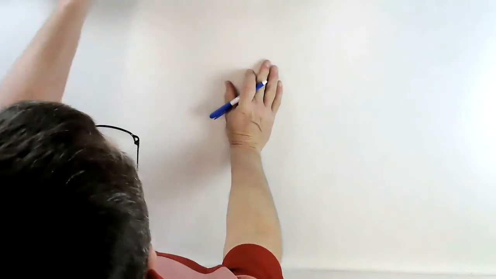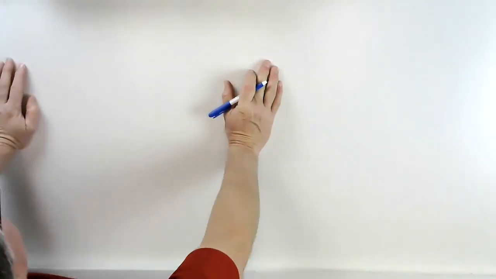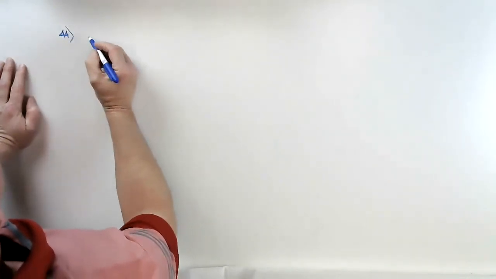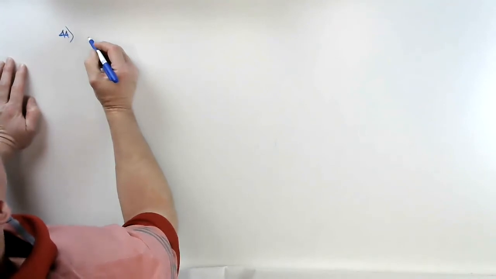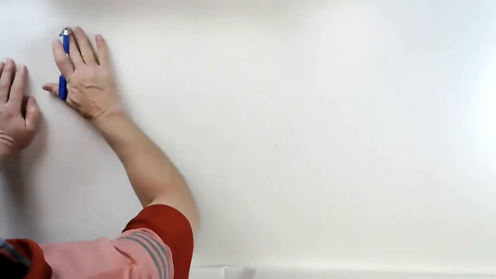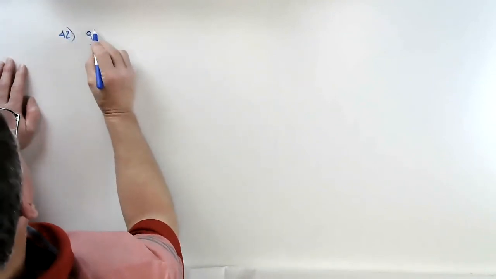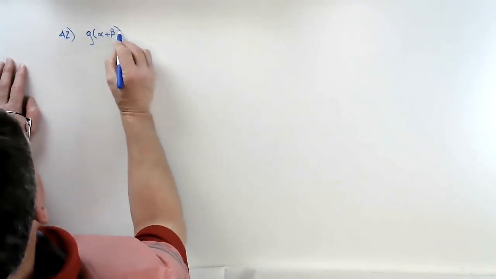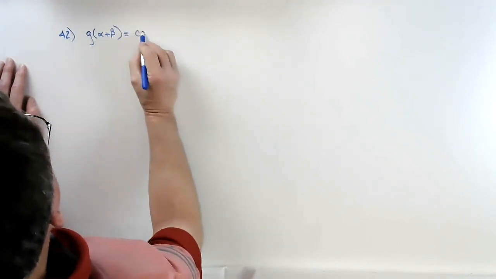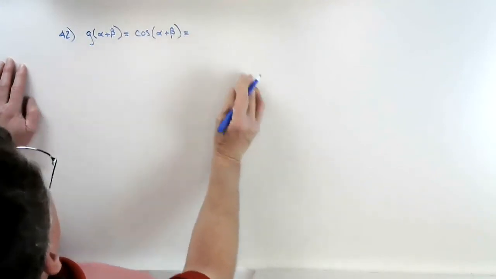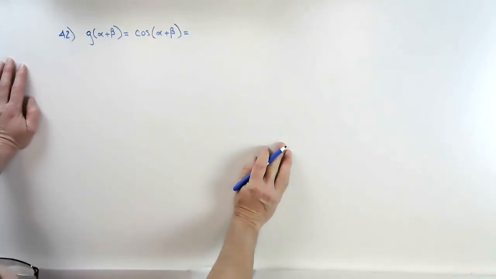All right. Another type of problem that we were given to work on was a problem like problem 44. Well, let's do 42. I'll do 42 instead. In problem 42, they said g of alpha plus beta, but then in the problem they said g means cosine of alpha plus beta.